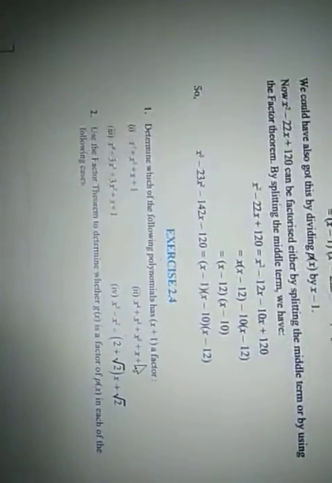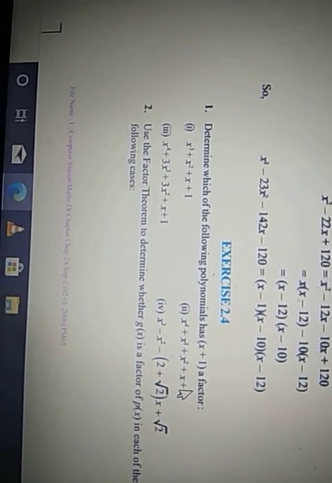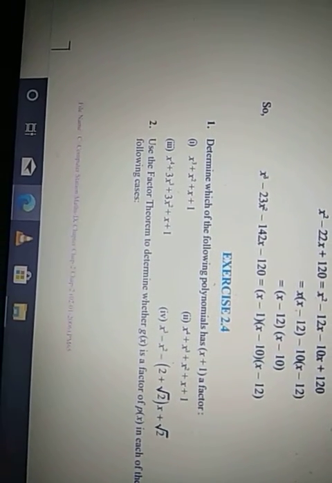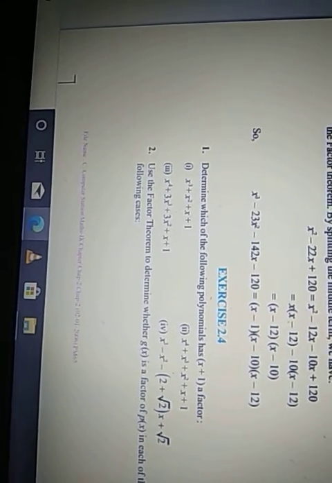Exercise 2.4. The first question, exercise 2.4: determine which of the following polynomials has x plus 1 as a factor. We will solve a single problem here. For question number 1, part 2, we can just have a look.